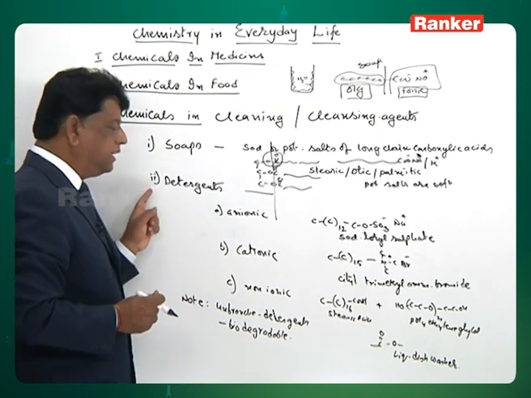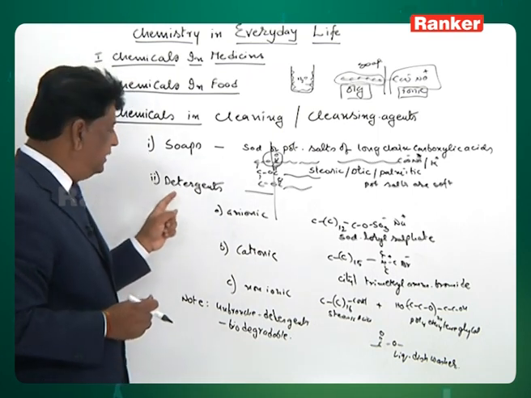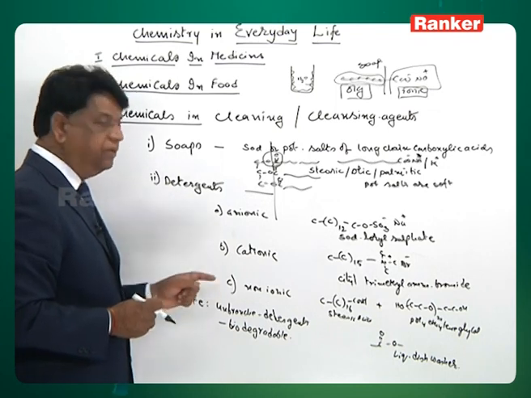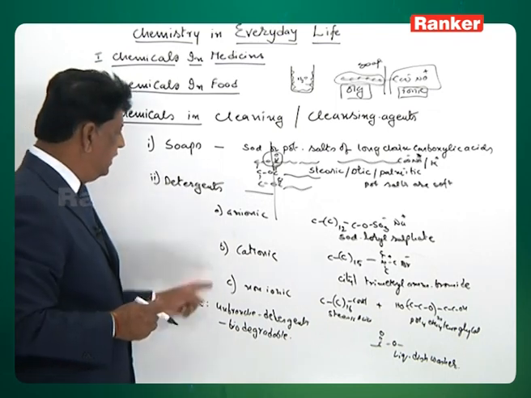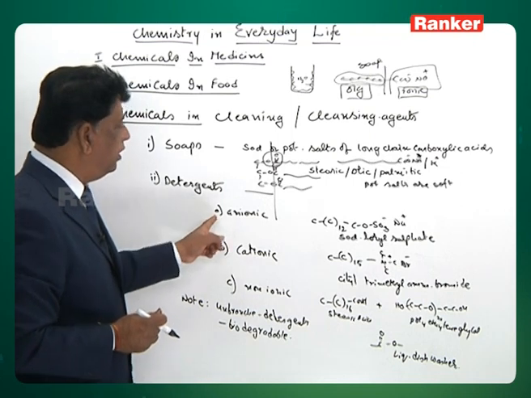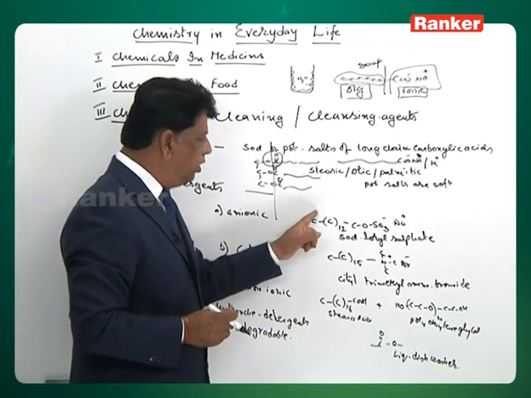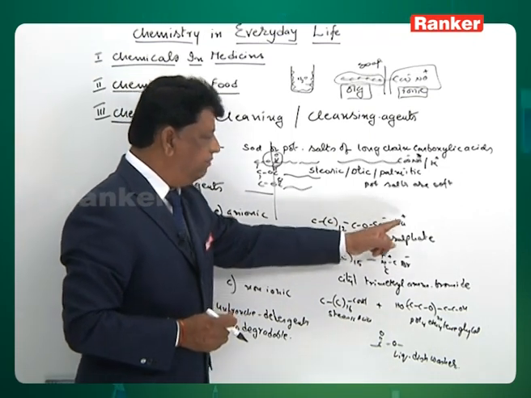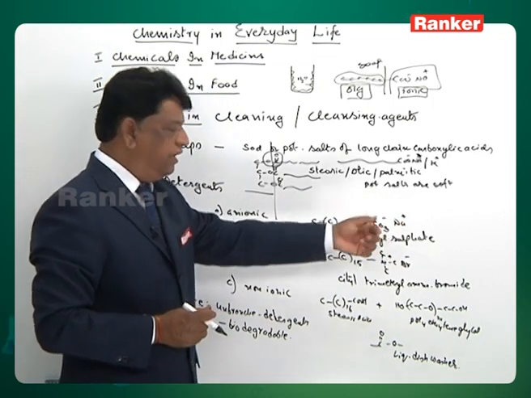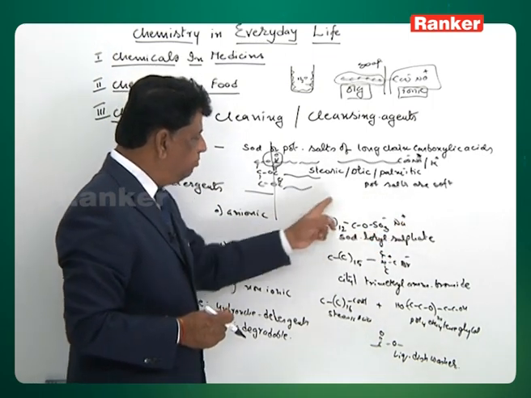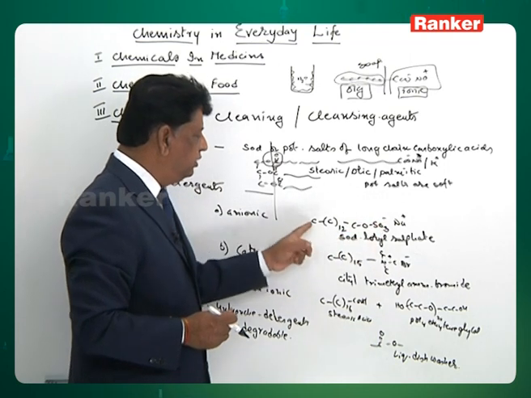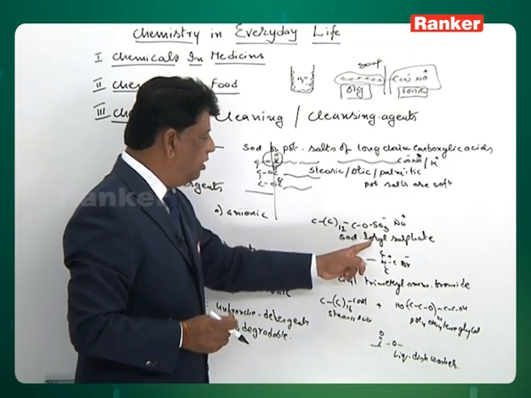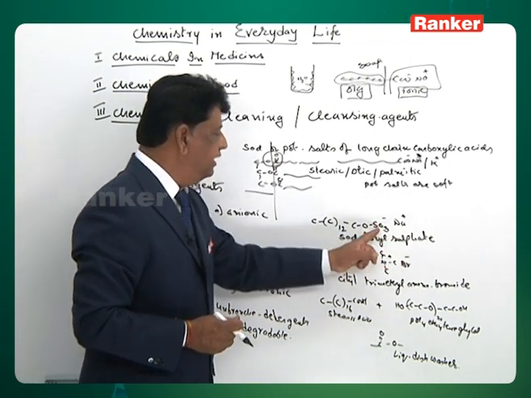However, the second class is the detergents. There are again three types of detergents. Detergents can be anionic, that is a long chain ending with an anion. The salt will be outside, the cation will be there, but the main compound ends with the anion. So this is nothing but sodium lauryl sulfonate.